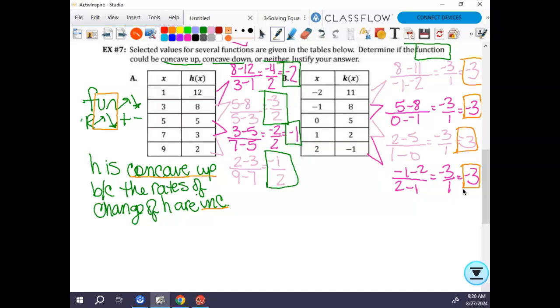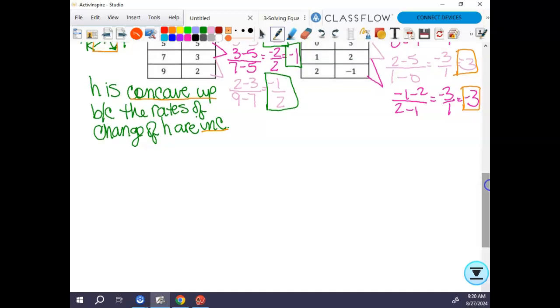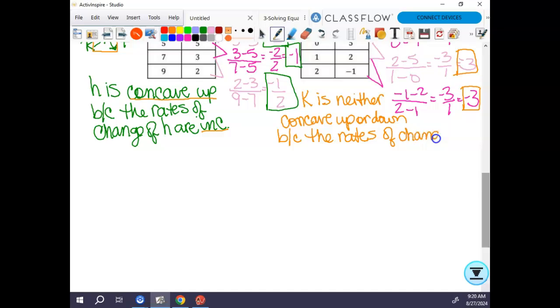All right, so then this is what we say. We would say, K is neither concave up or down because the rates of change of K are what? Constant. Good.